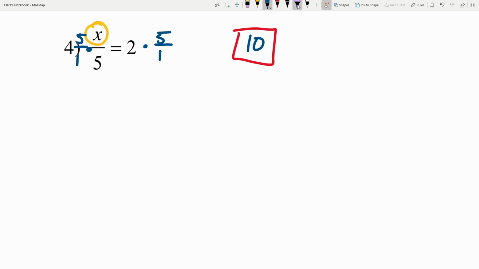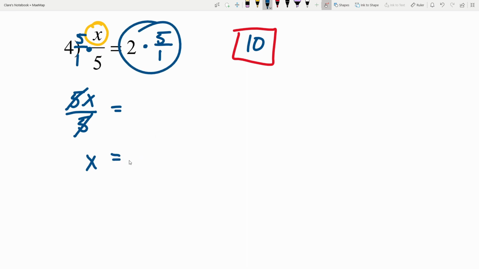So look at what I just did. 5 times x is 5x over 1 times 5, which is 5. 5x over 5. The 5s will cancel out because 5 divided by 5 is 1. So that gives us 1 times x, which we said is x. Now we just have to figure out that right-hand side to figure out what x is equal to.